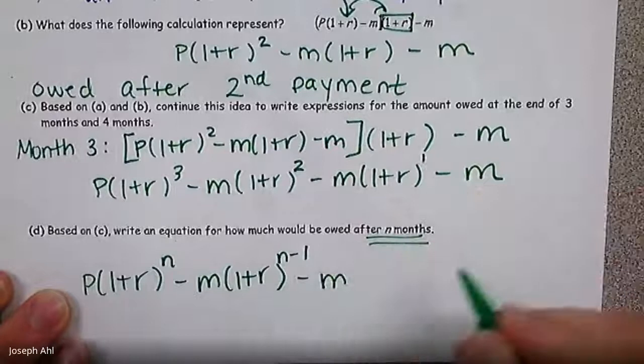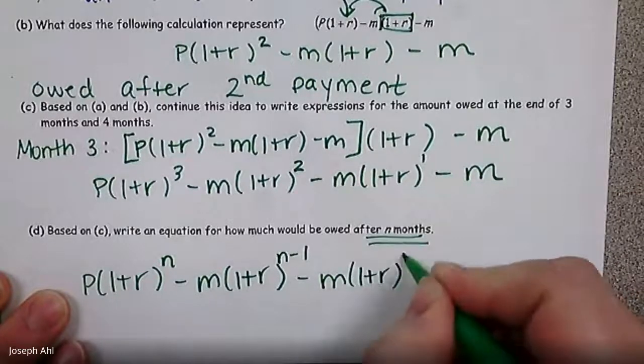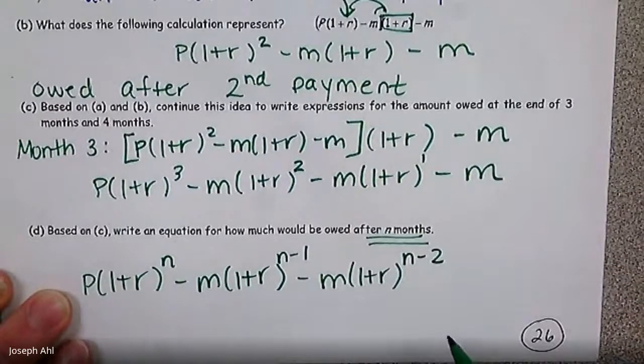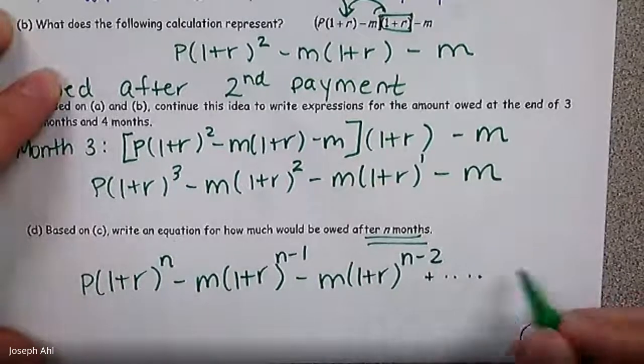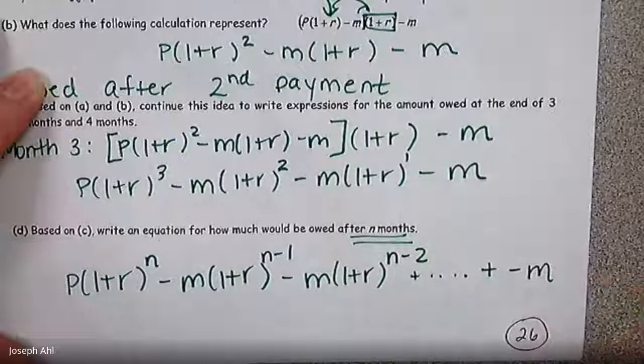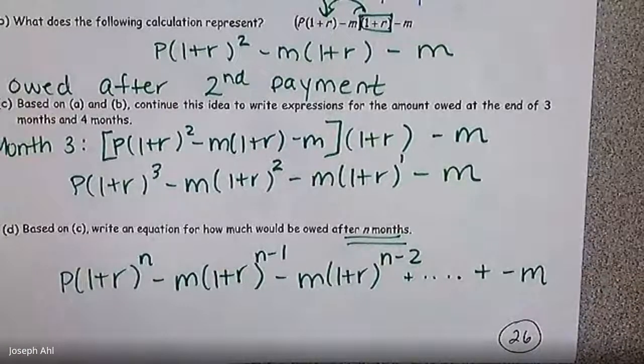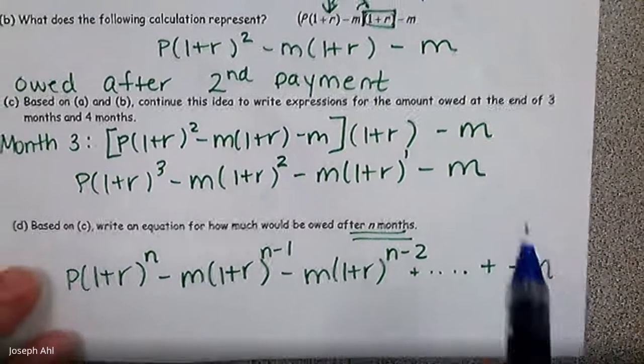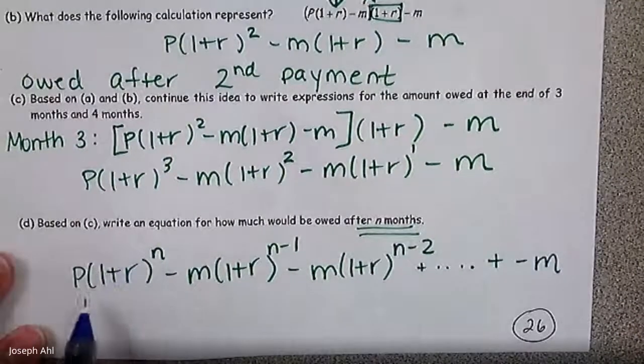If this is to the first power, this is now 1 plus R to the n minus 2, and so on and so on for however many terms you have. But at the end, of course, we're going to subtract that monthly payment. And this is starting to get really abstract as we build out our case for making a payment after n months.